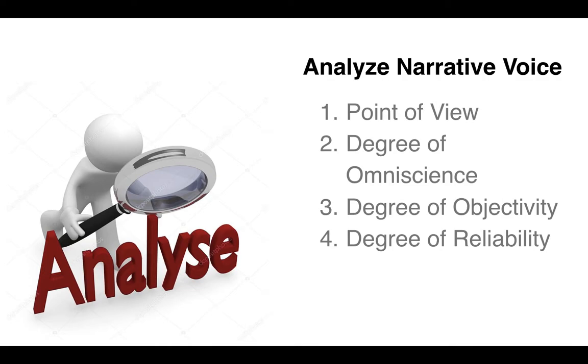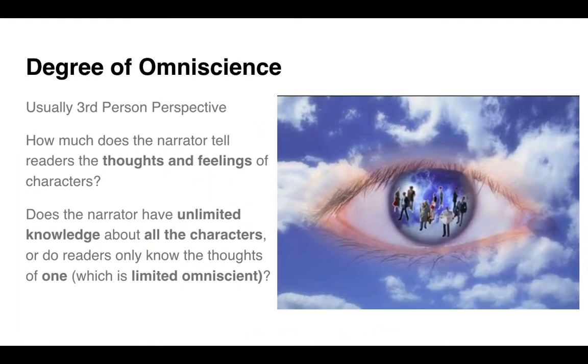So when we're analyzing a piece of literature for narrative voice, we look at the point of view, which is first person or second or third person. We look at the degree of omniscience, the degree of objectivity, and the degree of reliability. So the degree of omniscience, again, is third person perspective. It answers the question, how much does the narrator tell the readers the thoughts and feelings of characters, and how much are they able to do that. If it's all characters, then it's unlimited. If it's one character, then it's called limited omniscient.